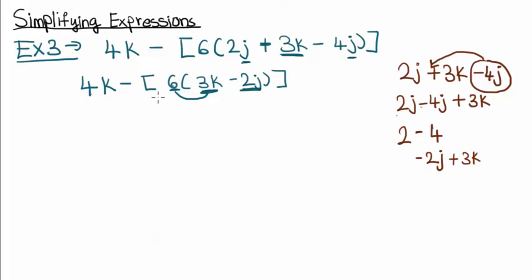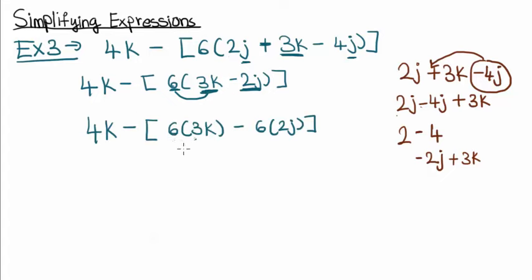I can rewrite this expression over here like this over here. So 6 times 3 will give me an 18, and 18 times k will give me an 18k. Similarly, the 6 times 2 will give me a 12, and 12 times j will give me a 12j. I now simply put the negative sign between 18k and 12j. Now I can rewrite the above expression over here like this down over here.